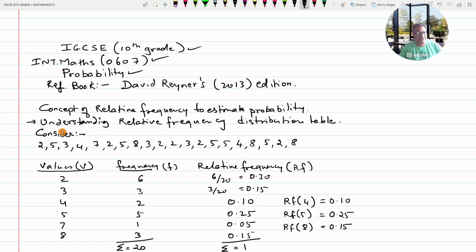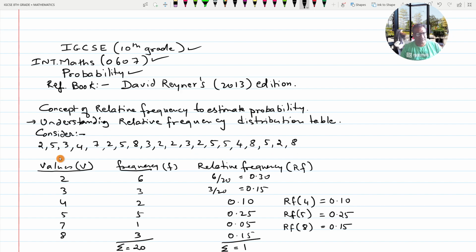So the first thing that you should know is understanding a relative frequency distribution table. For this, let us consider this example. Suppose certain values are given to you over here: 2, 5, 3, 4, 7, 2, 5, 8, 3, 2, 2, 3, 2, 5, 5, 4, 8, 5, 2, 8. These are the values given to you.